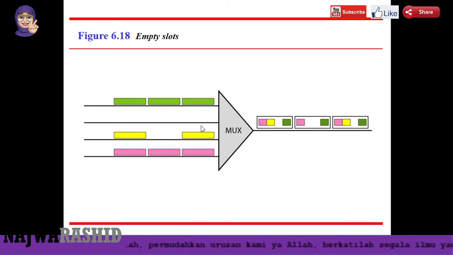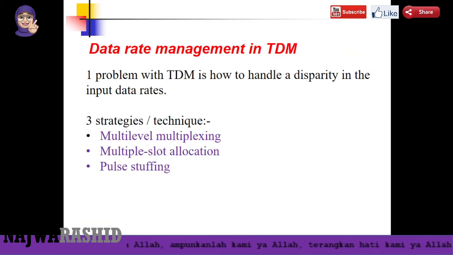Even if there is no signal here, in synchronous TDM we still put together the empty slot. We still allocate the empty slot for the signal that doesn't have any data during the process of transmission. Okay, the next part, we talk about the data rate management, the TDM.